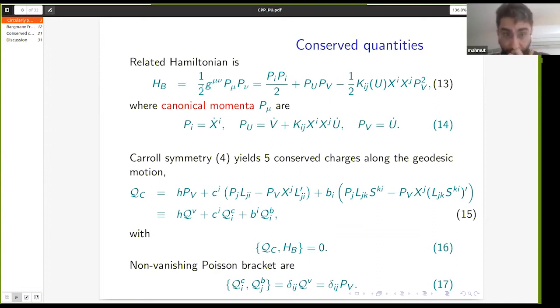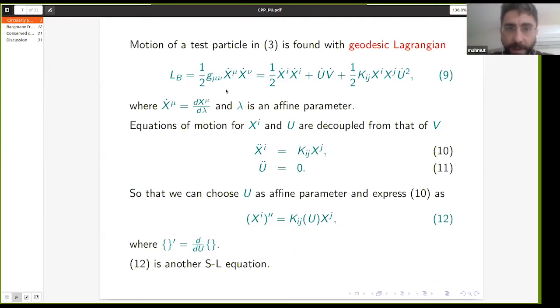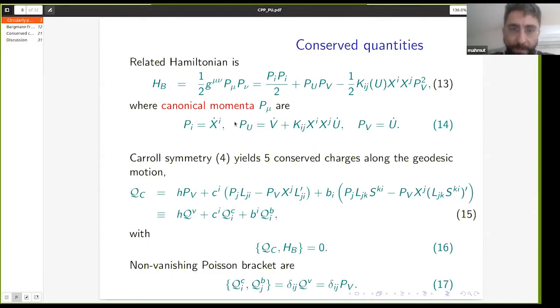In order to describe this Hamiltonian, what do you need? You need to write the velocities in terms of coordinates and the canonical momenta, right? And the canonical momenta you can derive very easily from the Lagrangian. These are the canonical momenta, and this is your Hamiltonian.